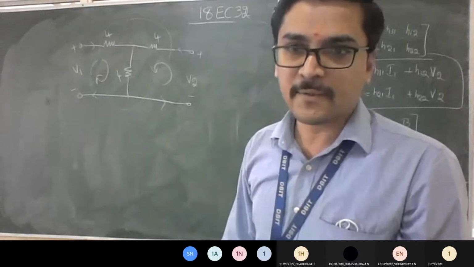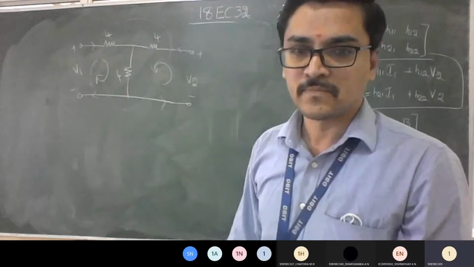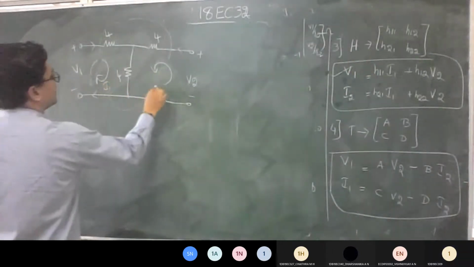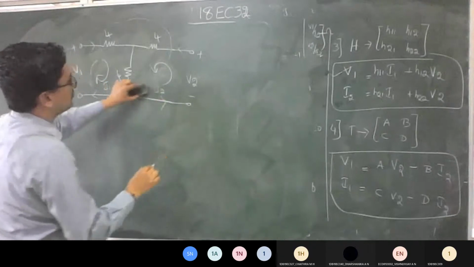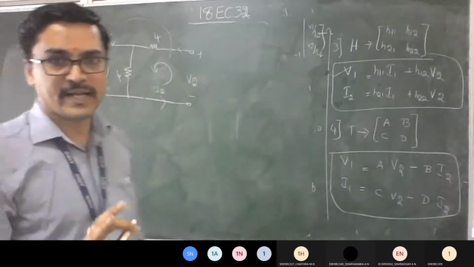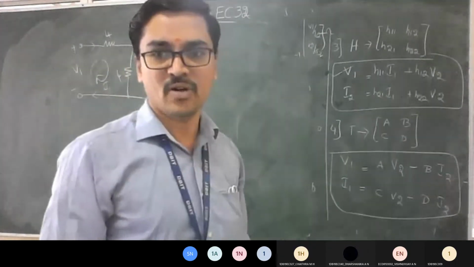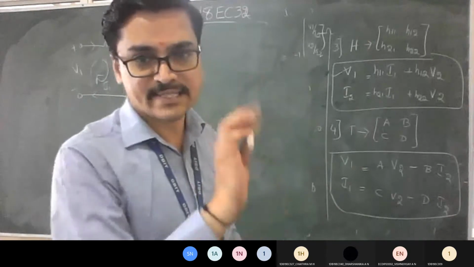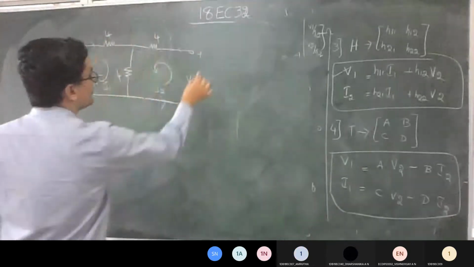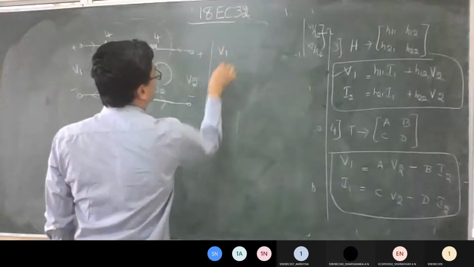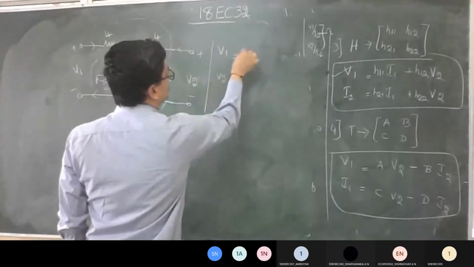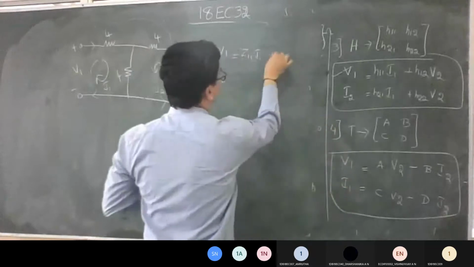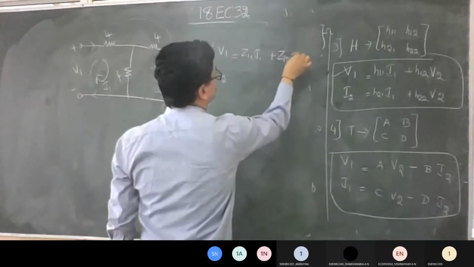How many currents do you have here? Two currents, sir. So you can designate this as I1 and I2. Now, whenever any parameter equation is given, what is the first thing you should write? I told you, write a generalized equation, V1, V2. Write this generalized equation, then you will get a clear picture of what you are supposed to do.